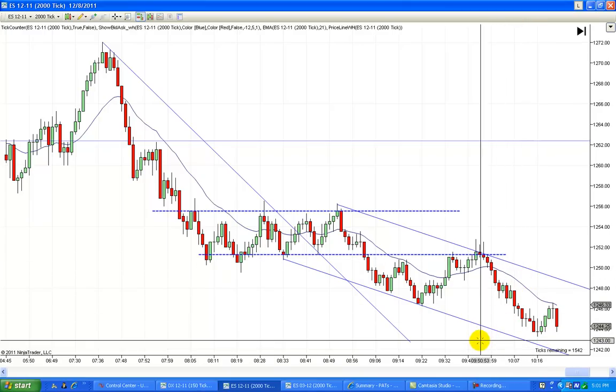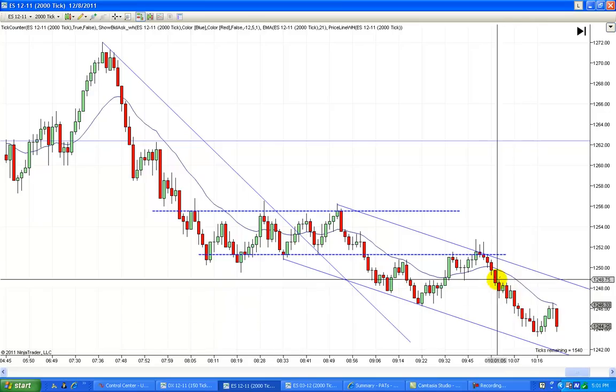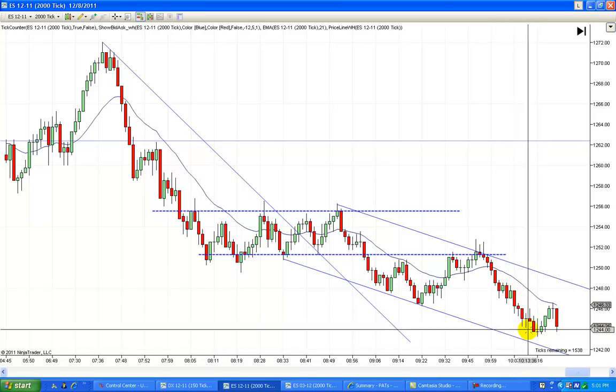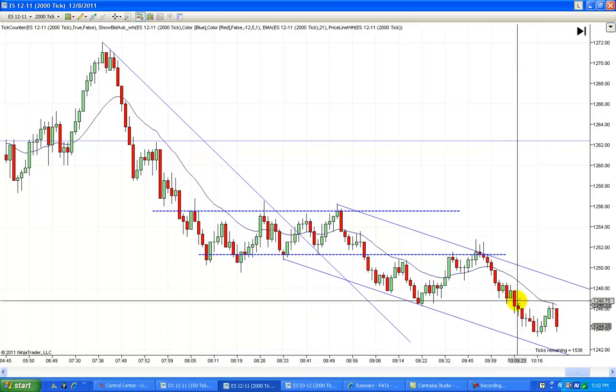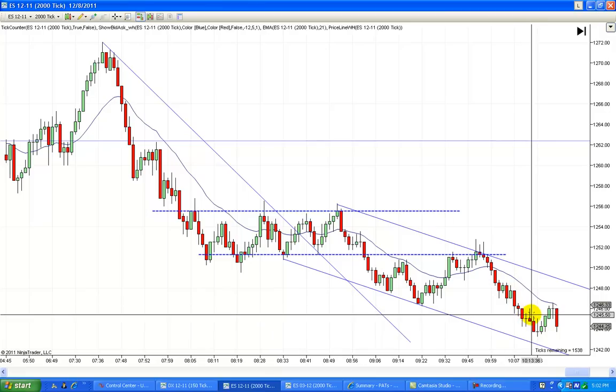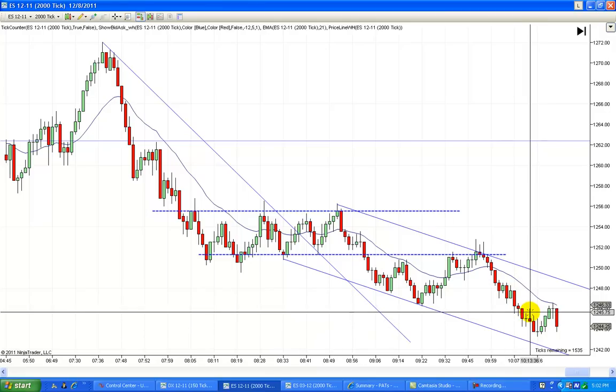So that's about a 7-point move straight down with no real correction in there. It was a little choppy at times, but it never had a bar that broke back above the other bar except right here. And even if you exited right there, you still got 4, 5, 6 points out of this thing.